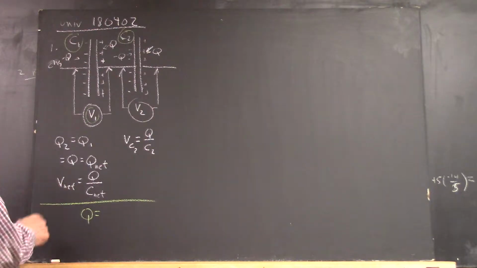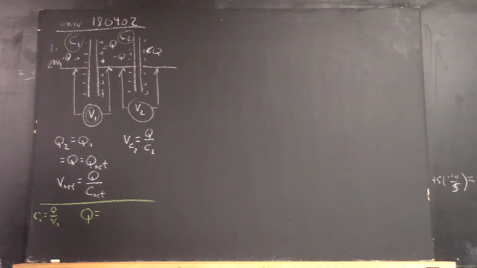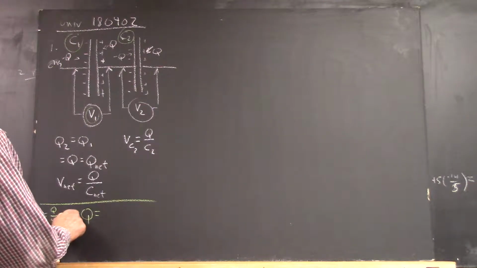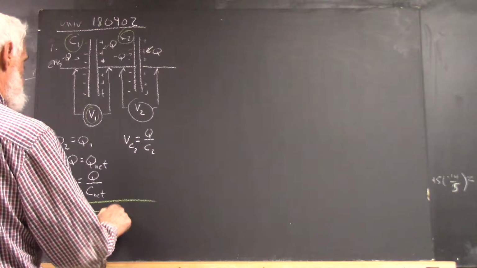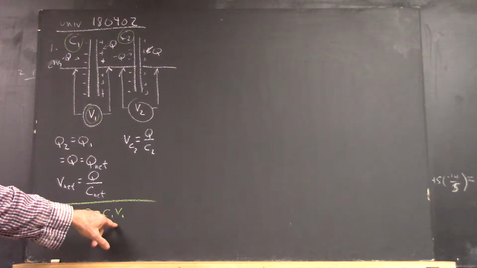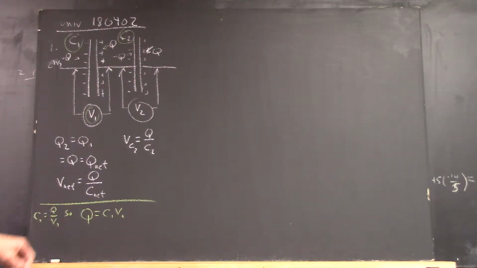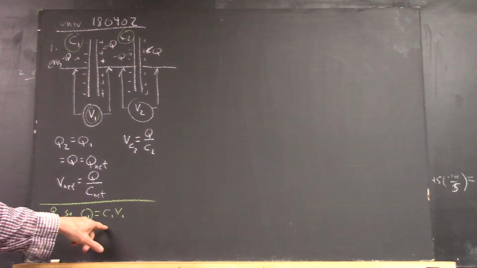first of all, just write out the definition. C1 equals Q over V1, right? So Q equals C1 V1. Okay? Now I'd start with this. I wouldn't just assume I know this. This is the definition of capacitance, charge over voltage, right? So start with the definition of capacitance. We can say this.